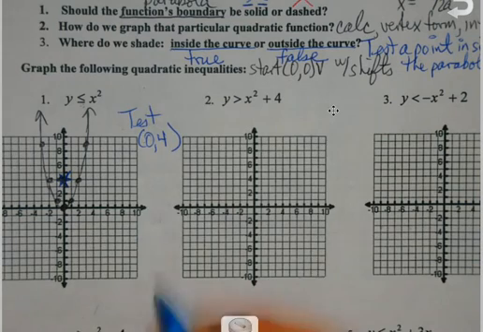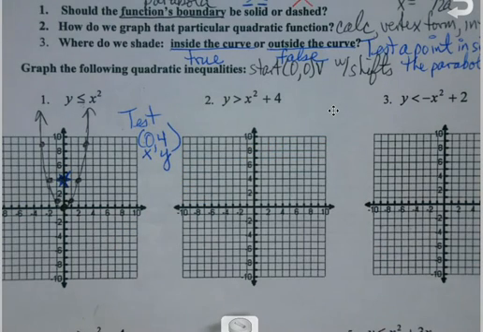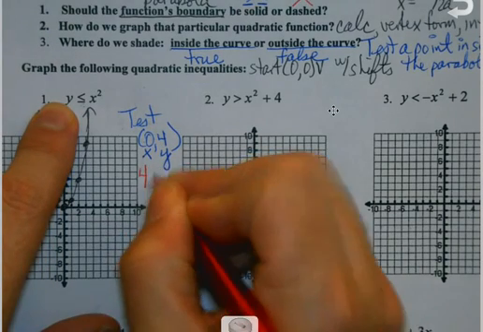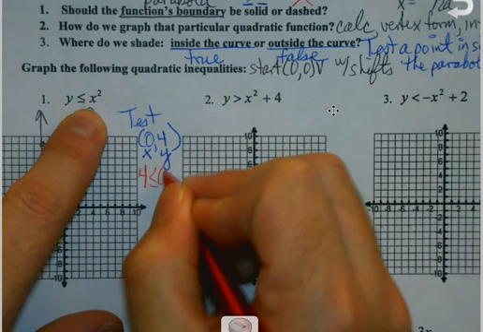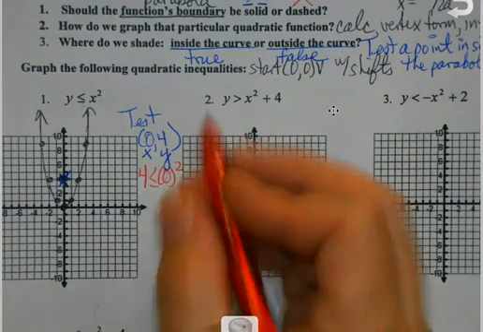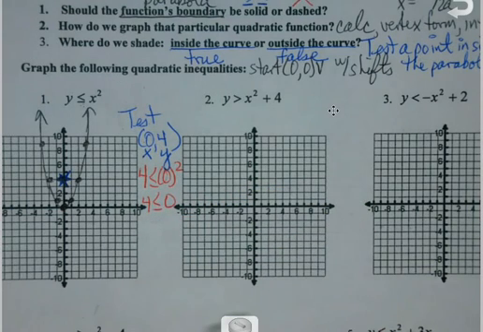So I test 0, 4. Now remember, when I'm looking at a coordinate, the x value is first, the y value is second. So basically all I'm going to do is I'm going to plug in 4 for y. I'm going to plug in 0 for x. And I'm going to simplify it and see if the statement's true. Well, 0 squared is 0. So is 4 less than or equal to 0?